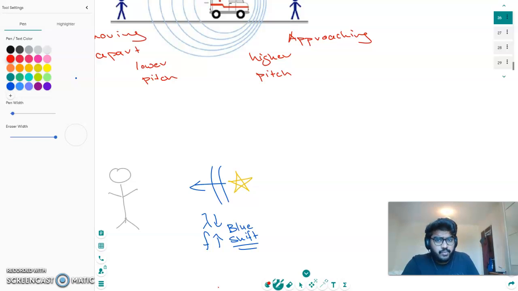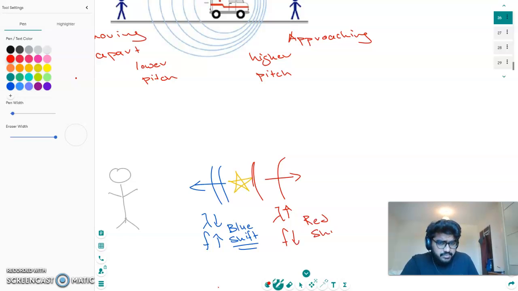Now what happens if the star was moving away? If the star is moving away from you, then the wavelengths appear to be stretched out. And because of this, the light appears to be redder and redder. This is because the wavelengths increase and the frequency decreases. This is known as a redshift. So astronomers have noticed that you can actually tell when a star is moving closer to the Earth or moving further away from the Earth through the shifts of light that is observed.